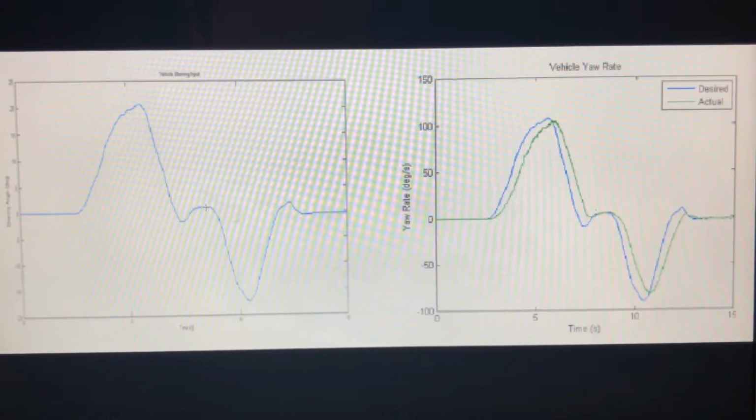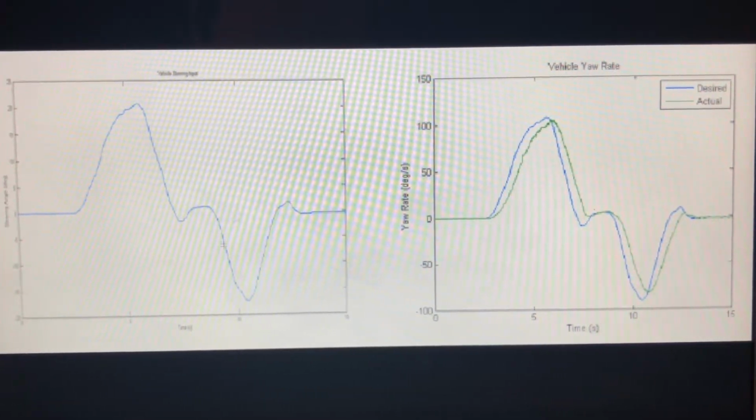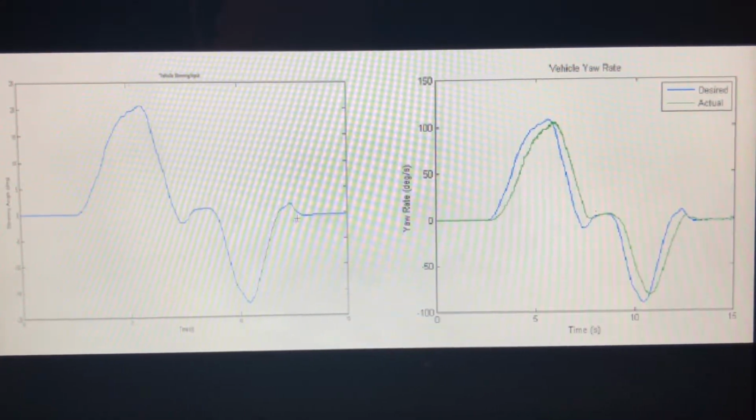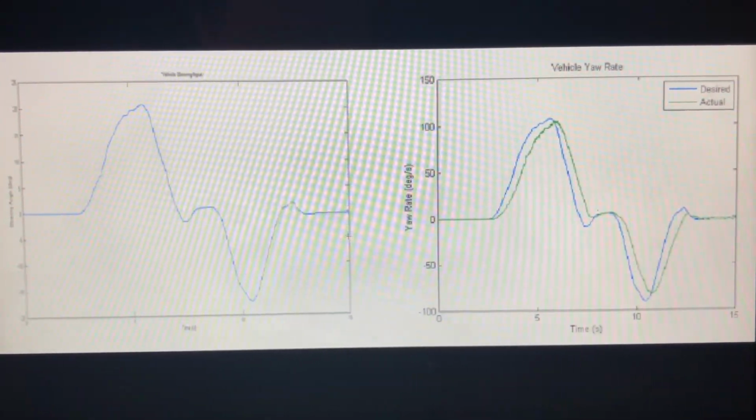But then he was on the left lane, so he decides to switch back to the right lane. So that's why it's actually the opposite of when he was going towards the left. And then again, it stabilizes at the end here when he's going on a straight line.